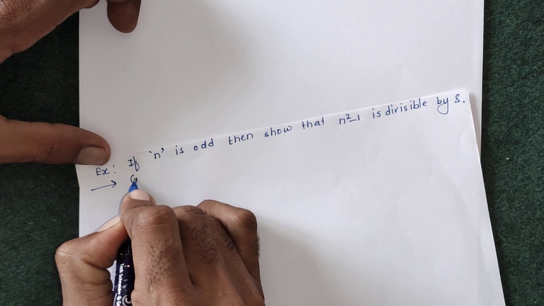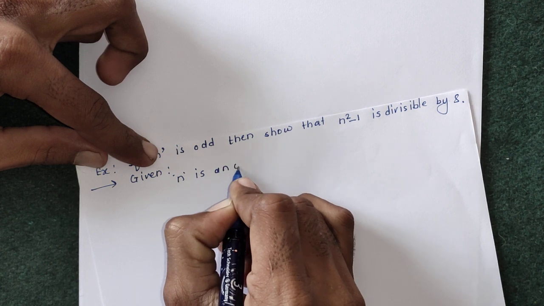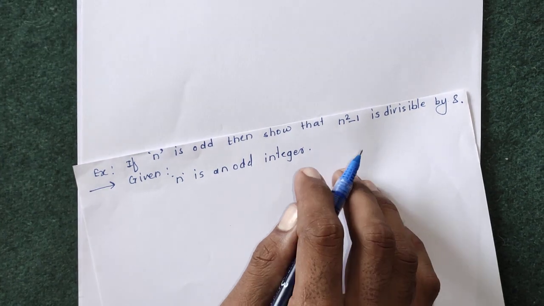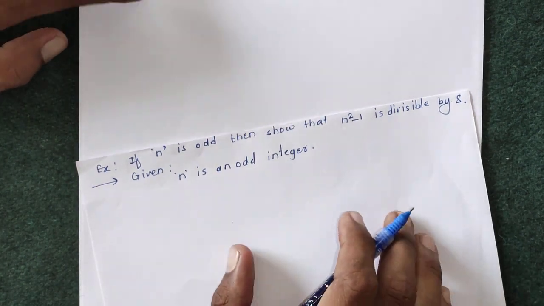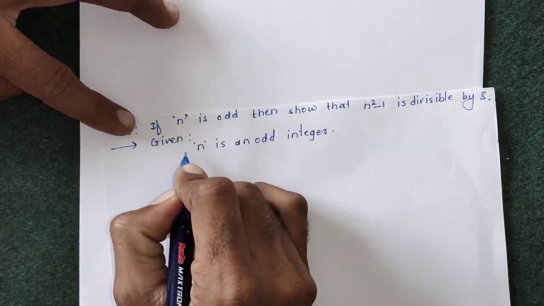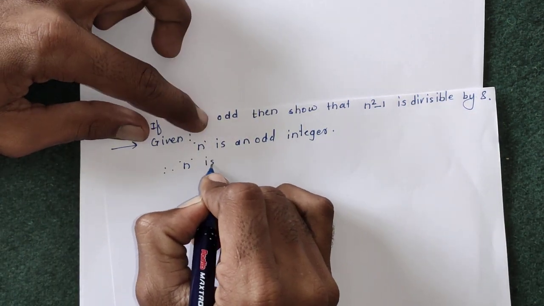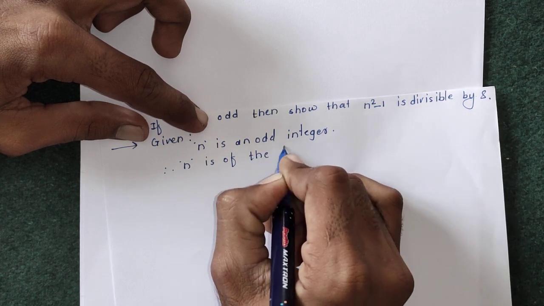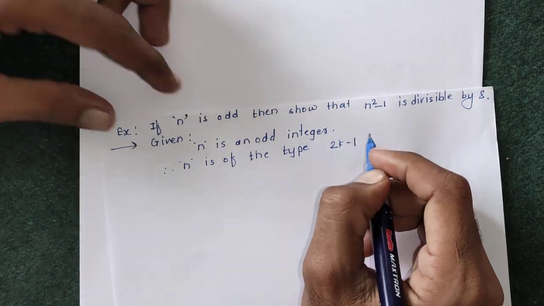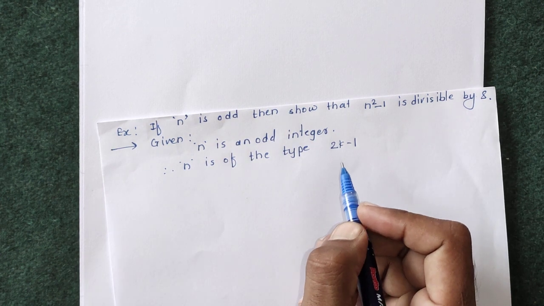We have given that n is an odd integer. Now we know that the odd integers are of the form 2k minus 1. n is an odd integer, therefore this n is of the type 2k minus 1. We know that all even integers are of the form 2k, and odd integers are of the form 2k minus 1.